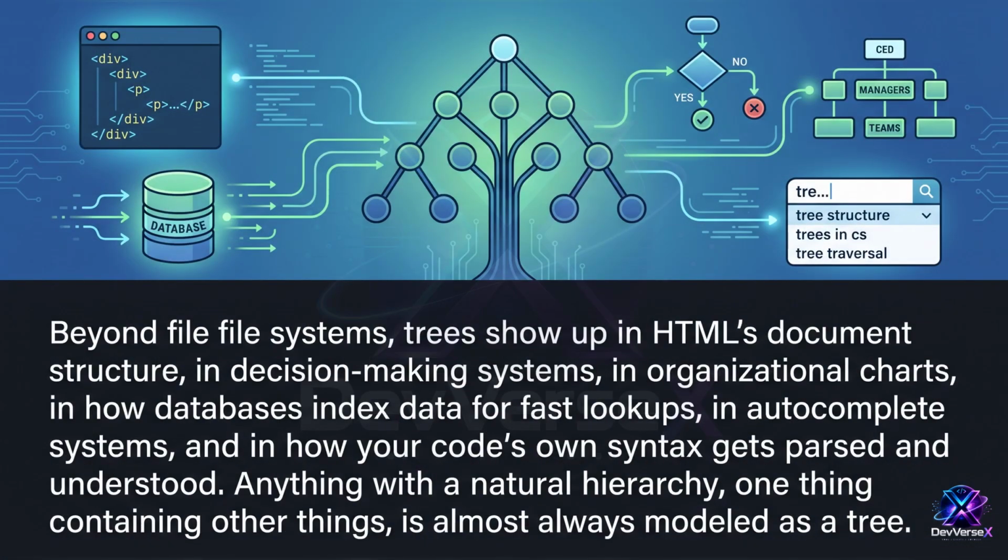Beyond file systems, trees show up in HTML's document structure, in decision-making systems, in organizational charts, in how databases index data for fast lookups, in autocomplete systems, and in how your code's own syntax gets parsed and understood. Anything with a natural hierarchy, one thing containing other things, is almost always modeled as a tree.